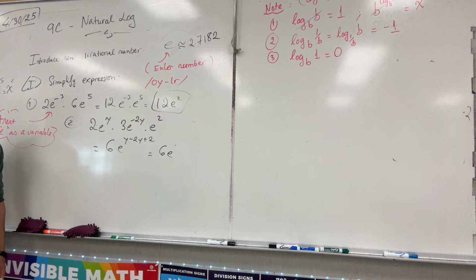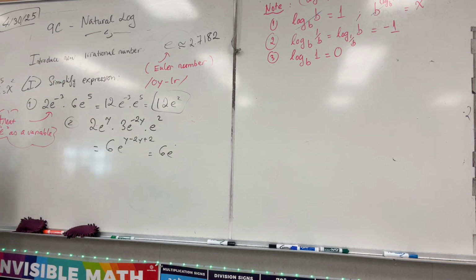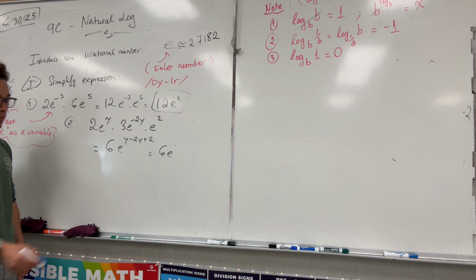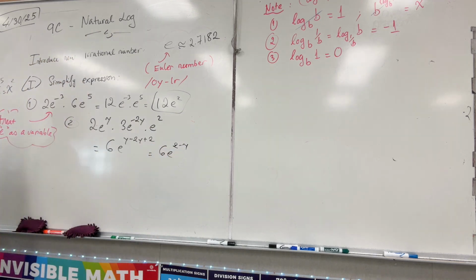y minus 2y plus 2. What is y minus 2y plus 2? Just negative y? Negative y plus 2, right? Or you can put 2 on the front, because we don't want the negative on the front. So 2 minus y.